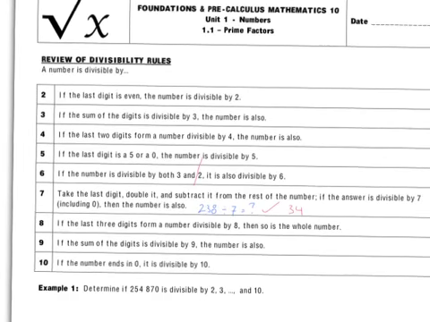Okay, let's look at 8. If the last 3 digits form a number that is divisible by 8, then that number will also be divisible by 8. So it's very similar to the rule for number 4, except we're now looking at the last 3 digits. The only thing with this rule is that most of us do not have memorized whether 3-digit numbers are divisible by 8. But let me do an example here just to see if it works.